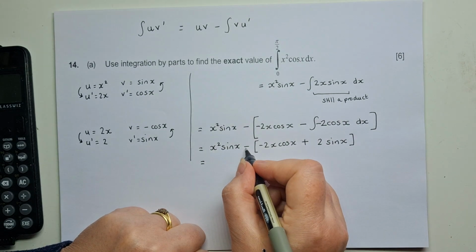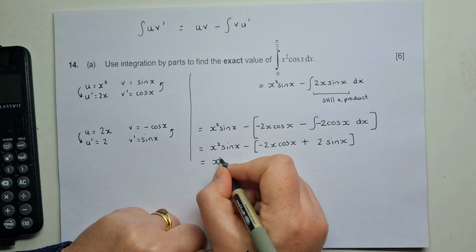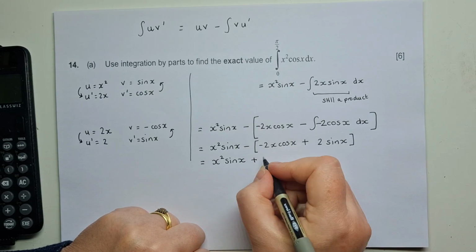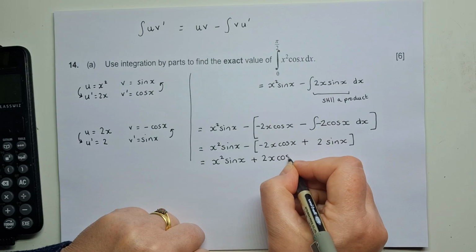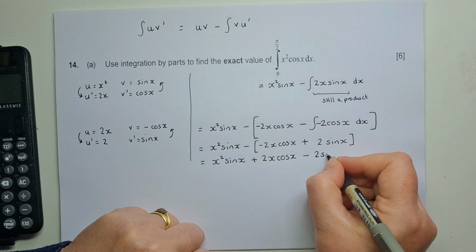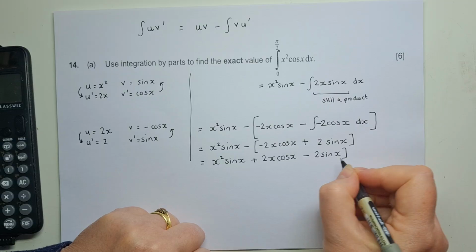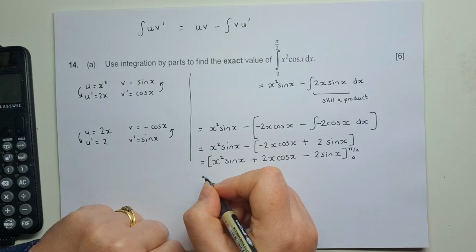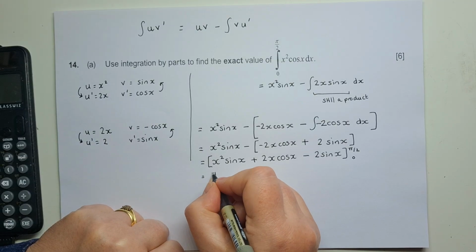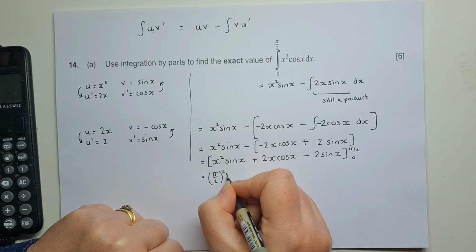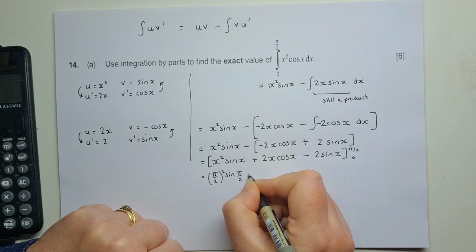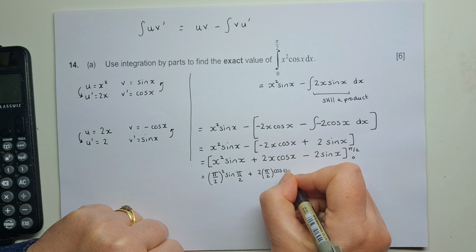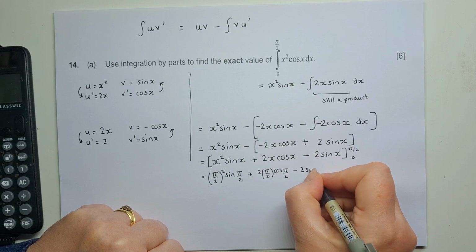And then I can put this minus sign and get all my terms. So that would give me then a plus for that term, and then it would give me a minus for that term. So you just, as I say, you have to be really, really careful. And now we can do the limits. Pi by 2 and 0. Okay, so we've got pi by 2 squared sine pi by 2 plus 2 times pi by 2 times cos pi by 2 minus 2 times sine pi by 2.